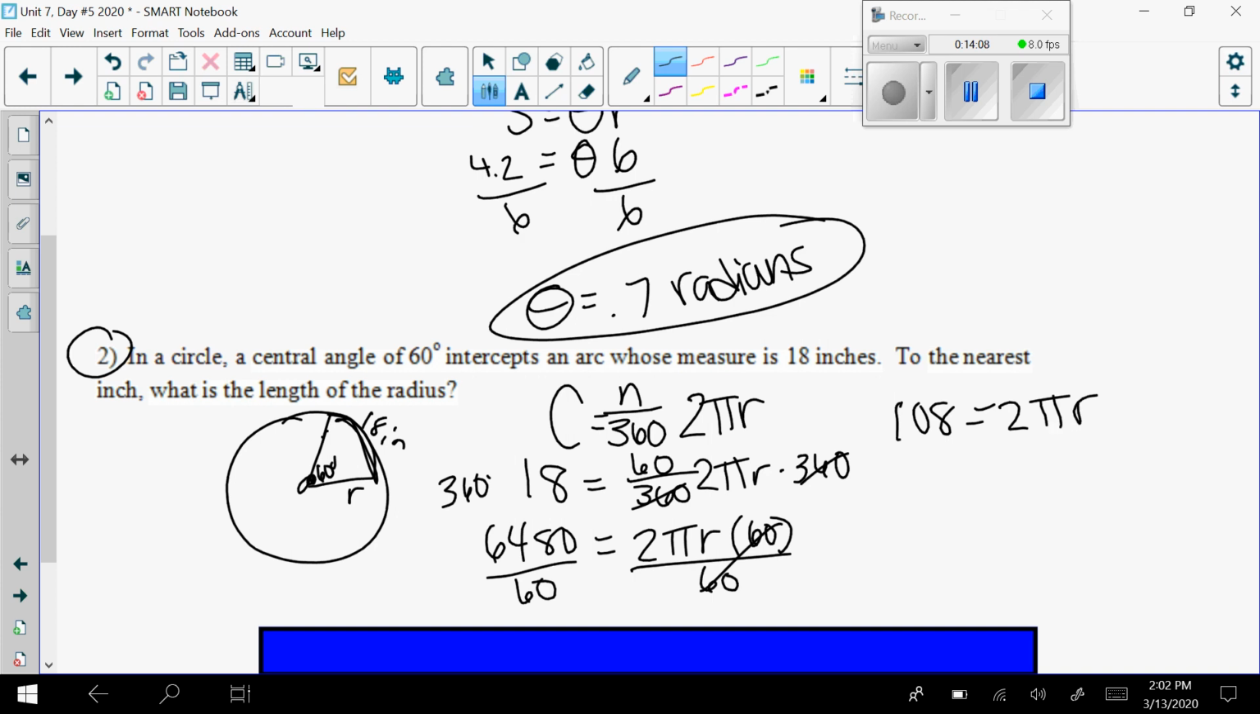When you get here, you have to divide by both the 2 and the pi. In your calculator, you want to make sure that that's in parentheses when you do that, or use the fraction button to make sure you have the numerator over this whole 2 pi in the denominator. Otherwise, you're going to get the wrong answer. The correct answer for the radius should be 17 inches to the nearest inch, 17 inches.